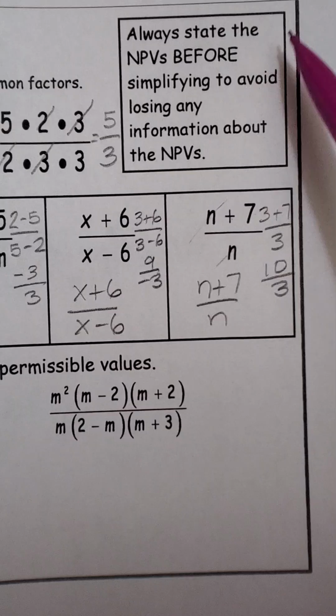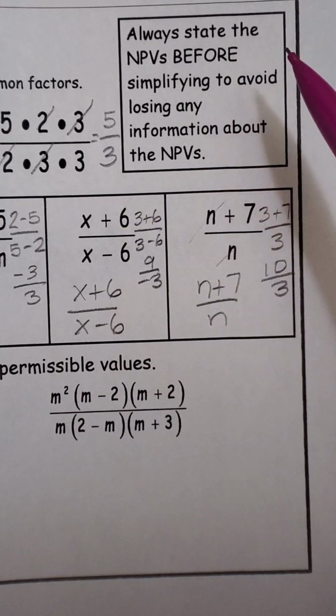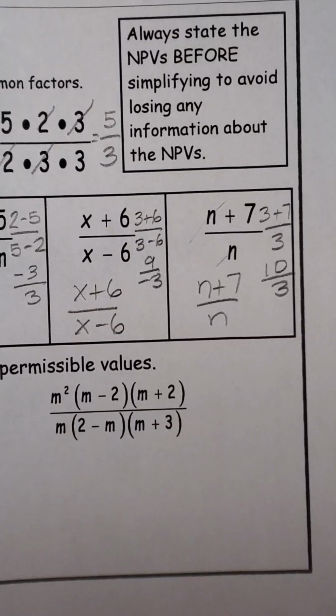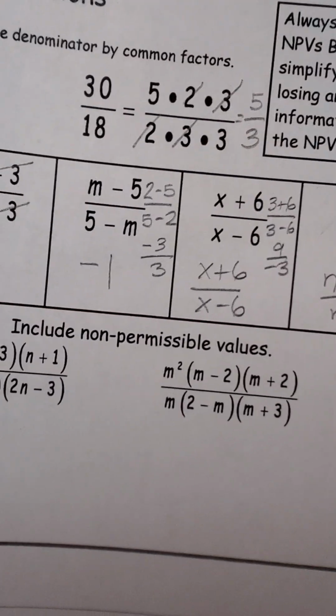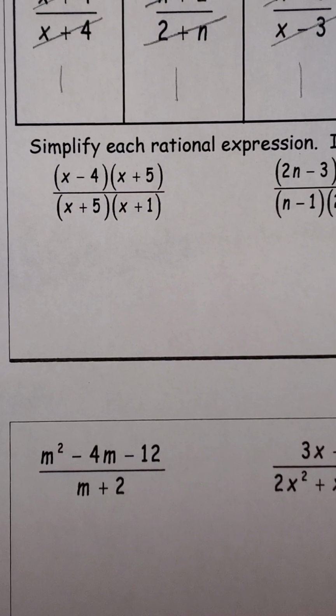You can see up in the corner here, I have: always state the NPVs before simplifying to avoid losing any information about the non-permissible values. And bear with me because we're going to start simplifying right away. These ones are already factored for you. These ones down here will have to be factored first.